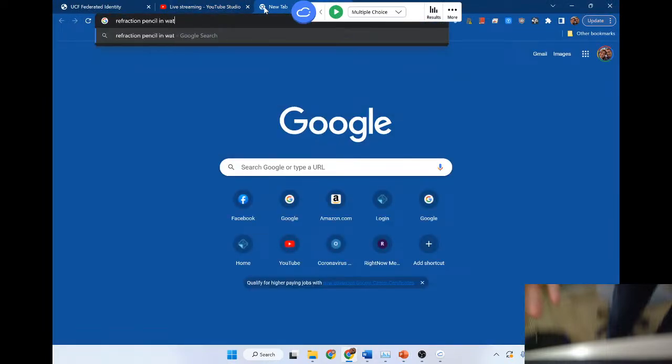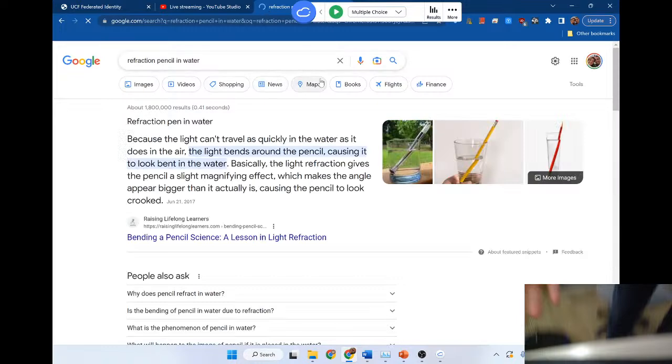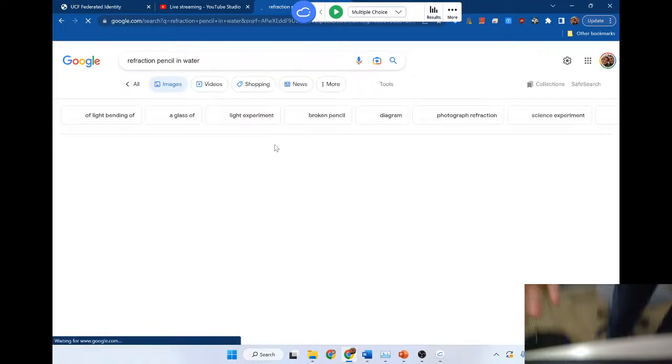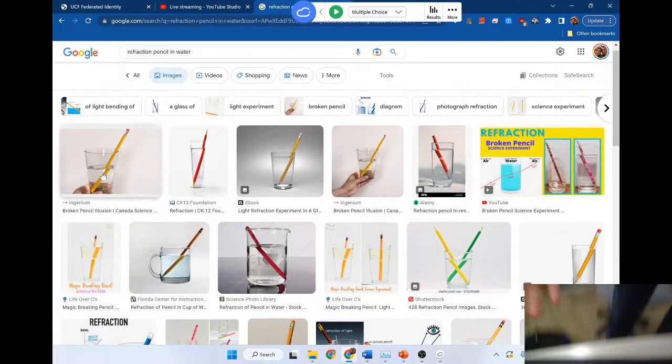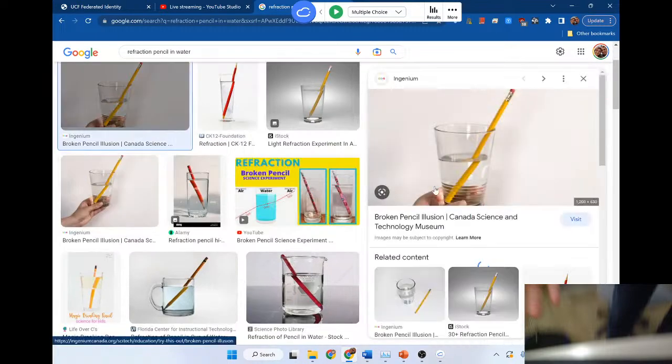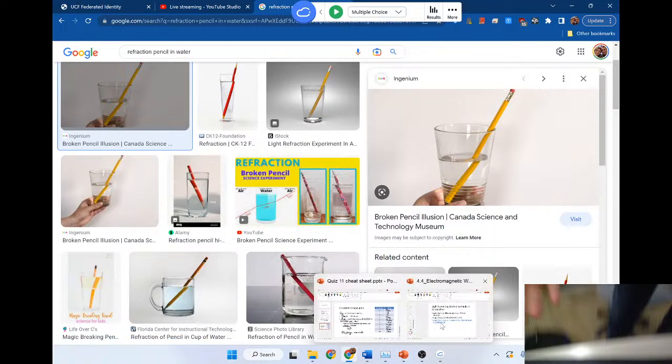Refraction, pencil and water. Look at all these beautiful pencils. Wow, they're all bent, they're all broken. No, this will explain why pencils look broken, or any other object looks bent when it's in water, or really any medium. This is something you've all seen, maybe not realized, maybe have.